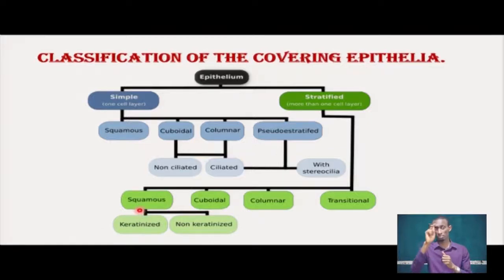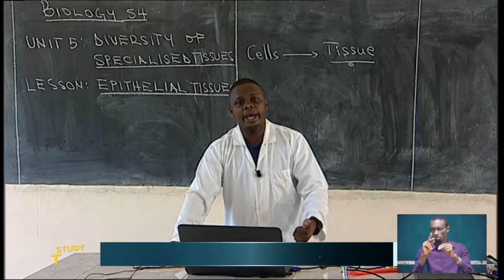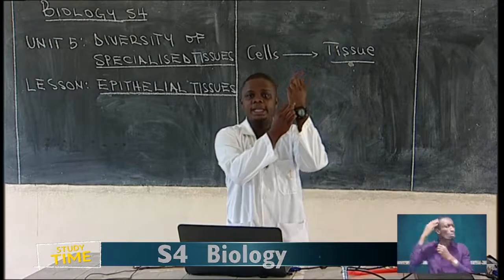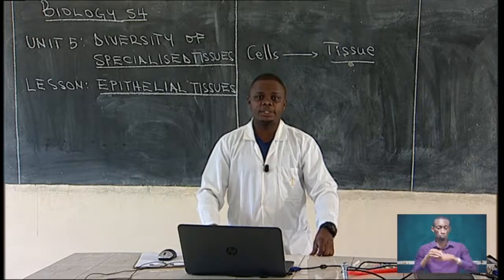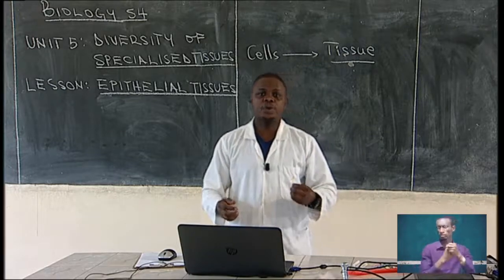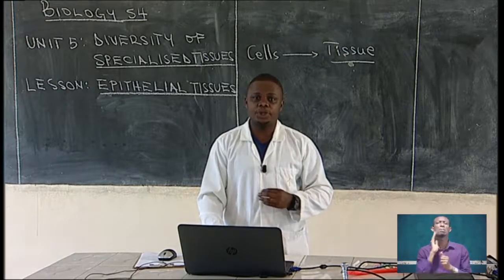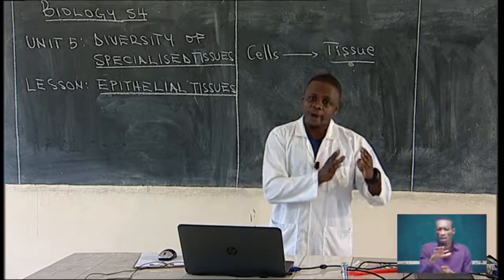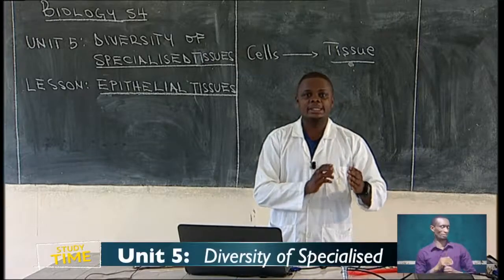When it comes to squamous, we have what we call keratinized and non-keratinized. That means the one which is keratinized has keratin. Keratin is a protein we find in our hair, the body hair. We can find it in the nails. We can also find it in the skin. And it is very important because it works as waterproof. So those are different types of epithelial tissues, and we are going to see one by one where we can find them in the body as well as their functions.